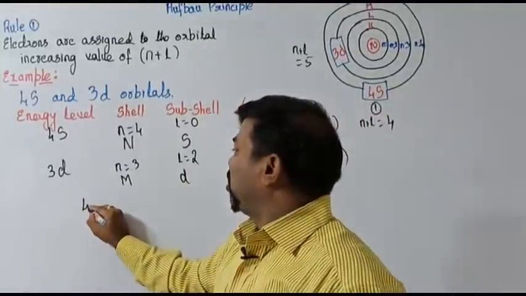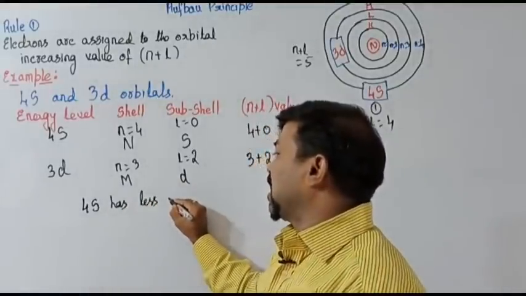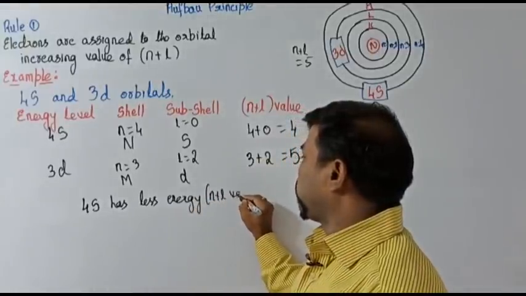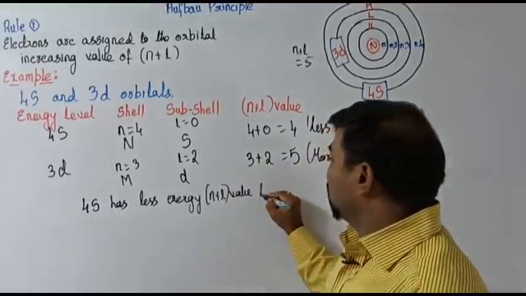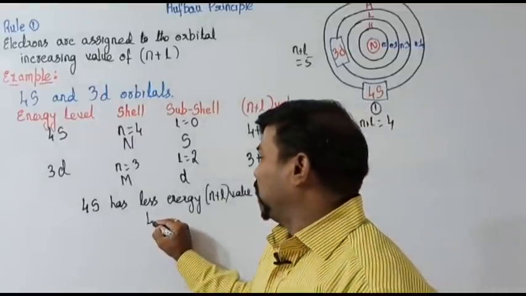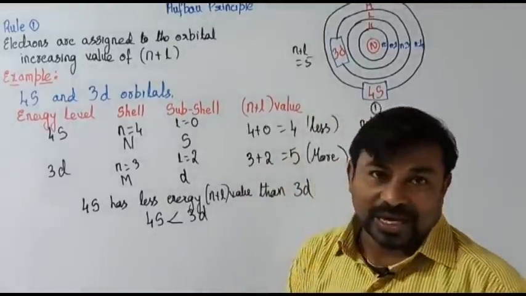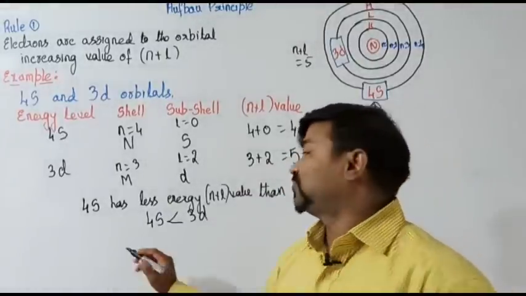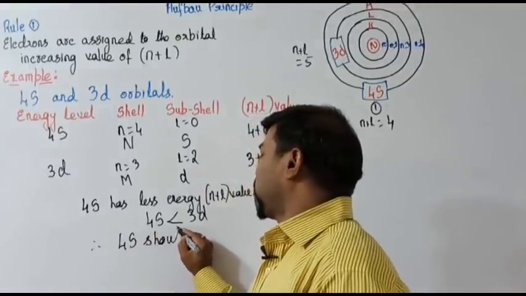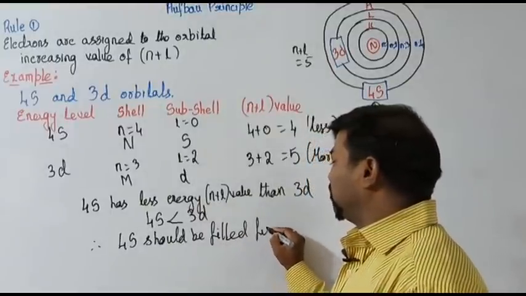4s has less energy, or we can straight away say a lower n plus l value, than 3d. So 4s has less energy than 3d, because of the lower n plus l value. So which should be filled first? Therefore, 4s should be filled first. This is the rule.